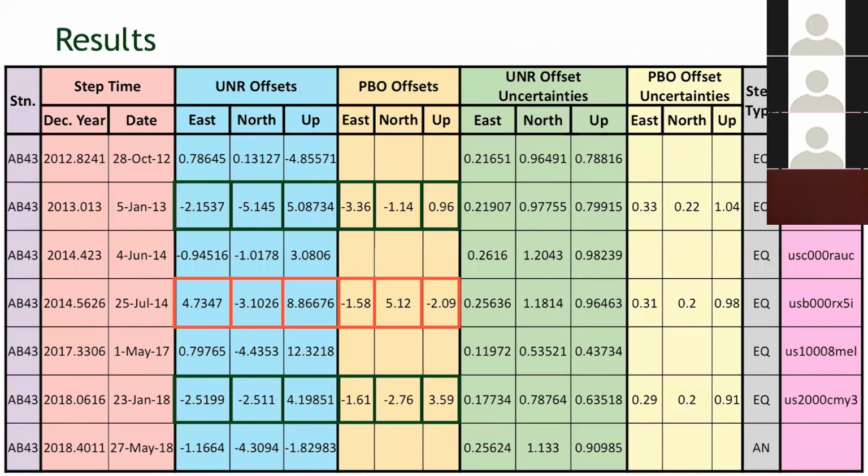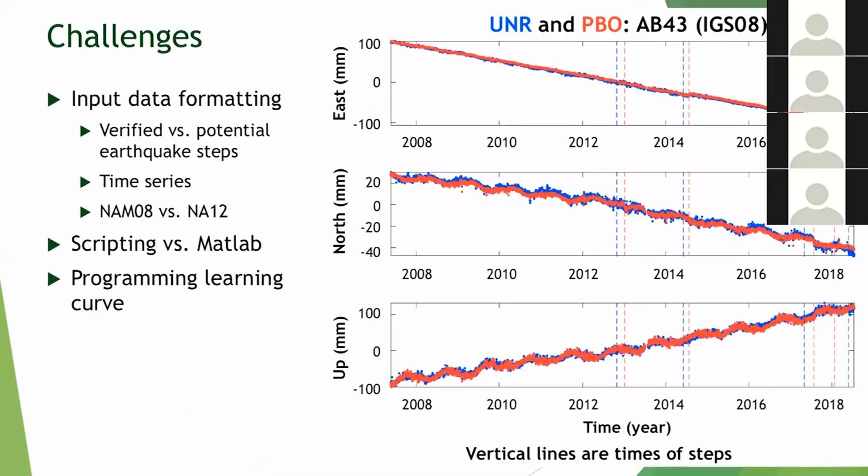And it's kind of illustrated in this time series. So the red lines are PBO offset times per step, and the blue lines are offset times for UNR. And in this instance, UNR and PBO, they overlap for the red line, but you can tell that PBO doesn't always overlap. It doesn't always have the offsets at the same time. So there's not going to be data in every column of the table.